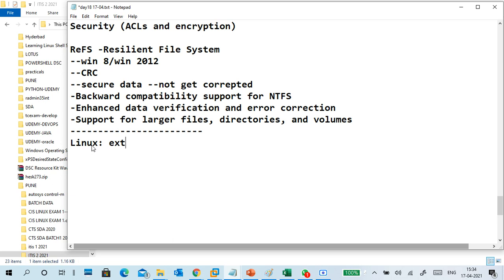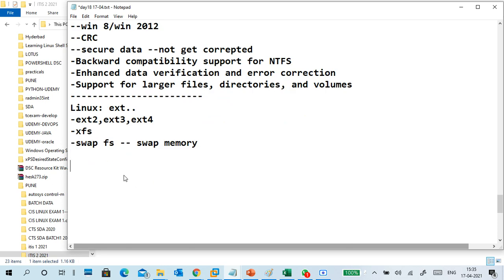The ext file system is used by Linux. Different ext versions are there, like ext2, ext3, ext4. The latest version currently is ext4. And in Linux, one more file system is used, called the XFS file system. Of course, there are different kinds of file systems, like the swap file system, which is available for swap memory purposes, virtual memory purposes only. So in Linux and Unix, the same kind of thing is used.